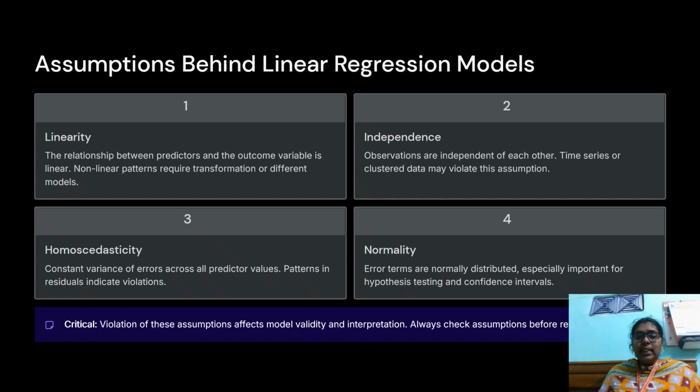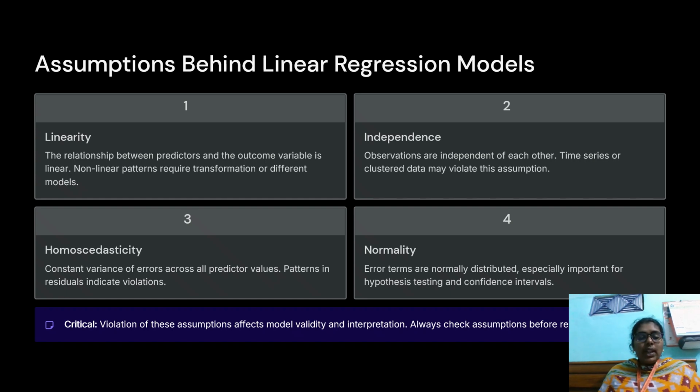Assumptions behind the linear regression model: linearity, independence, homoscedasticity, and normality. Linearity means the relationship between predictors and outcome variable is linear, and non-linear patterns require a transformation or different models. Independence means observations are independent of each other; time series or clustered data may violate this assumption.